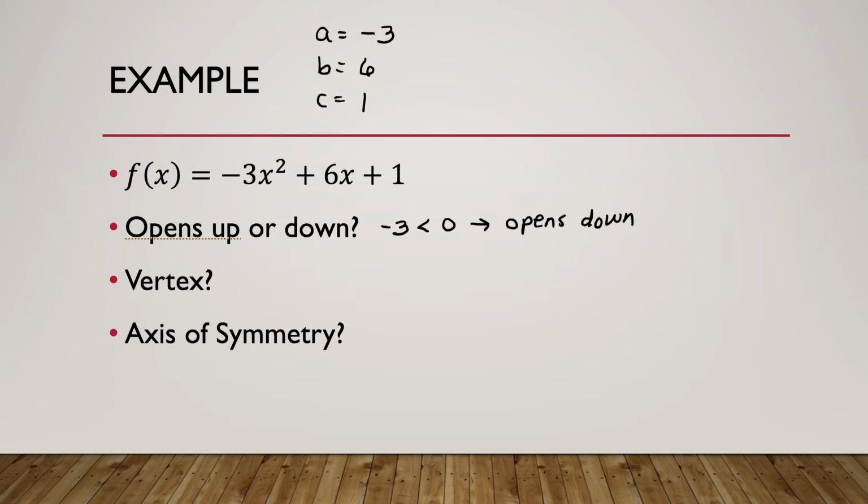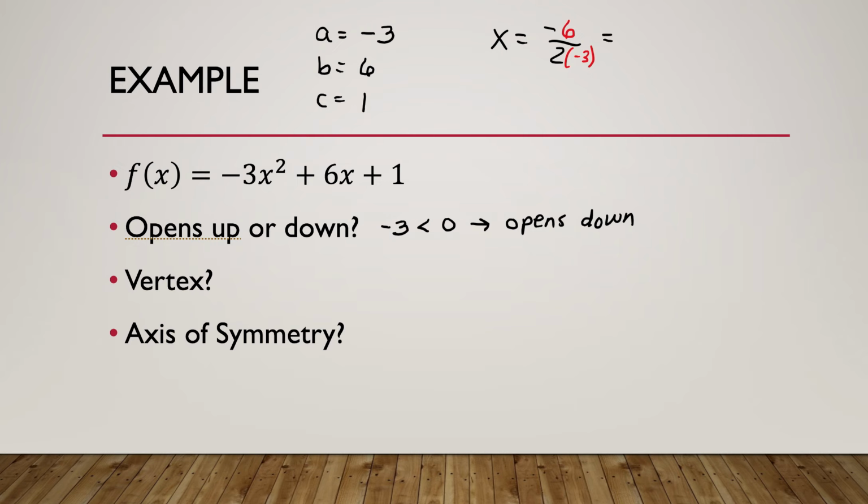Okay, let's calculate our vertex. So remember that for your vertex, your formula to find the x value is negative b divided by 2a. So we're going to plug in. In place of the b, I'm going to put my 6, and in place of the a, I'm going to put my negative 3. And then I'm going to work this out.